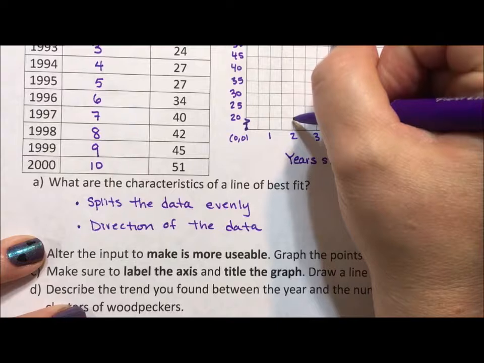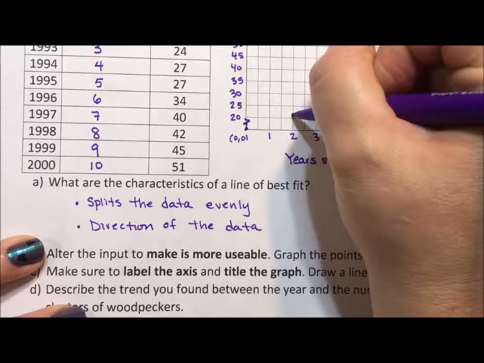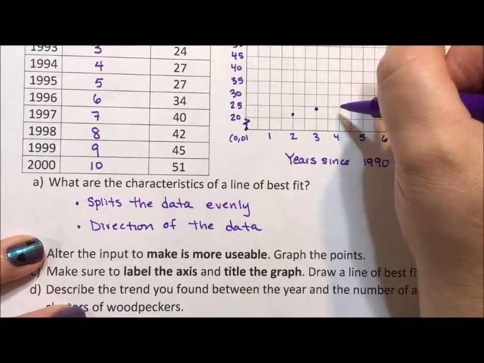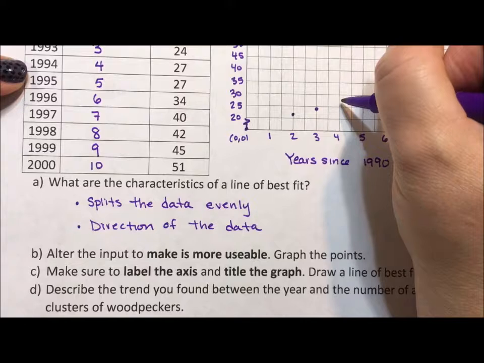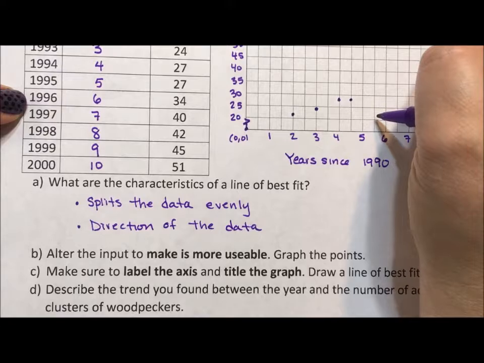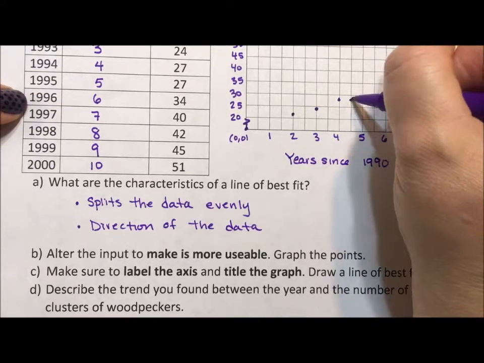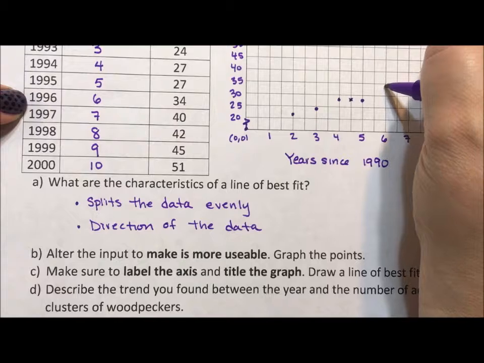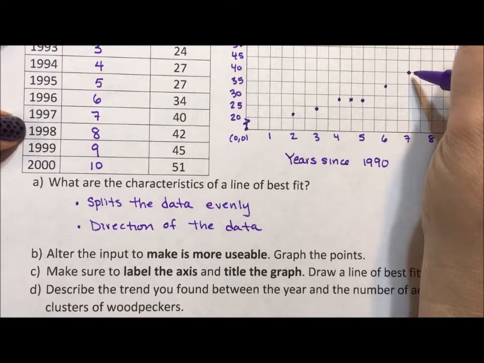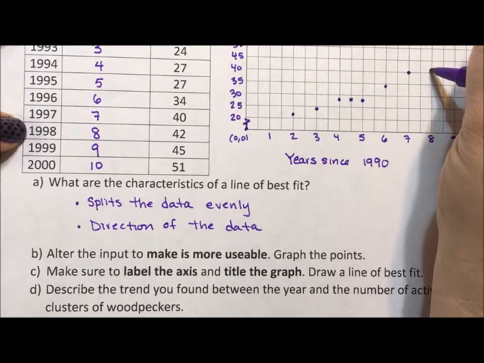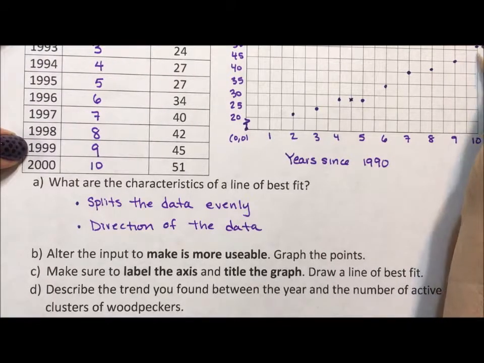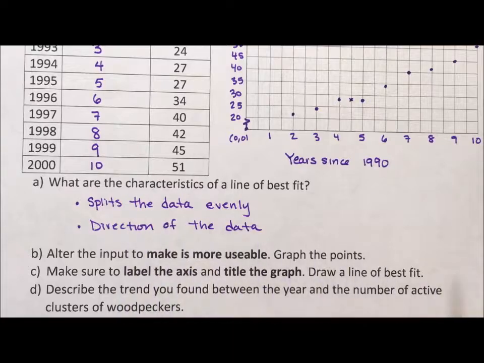So I have 2, 22, so 22 is about there. 3, 24, 24 is about there. 4, 27, 27 is about here, and it's still about there for 5, 27. 6, 34, oops, 6, 34 is about here. 7, 40, 8, 42, 9, 45, and 10, 51. All right, now when I do my line of best fit, it splits the data and goes in the direction of the data.